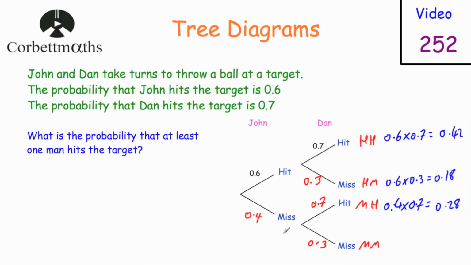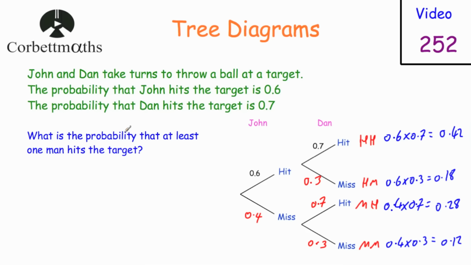And finally, we've got a miss miss, so that's John missing and Dan missing. That would be 0.4 multiplied by 0.3, which would be equal to 0.12. And what's great is if we add these probabilities together, 0.42, 0.18, that's 0.6, plus 0.28, that's 0.88, and then plus 0.12, that gives us 1. Because obviously one of these 4 things will have to happen, either hit hit, hit miss, miss hit, or miss miss. Okay, so let's go to our question.